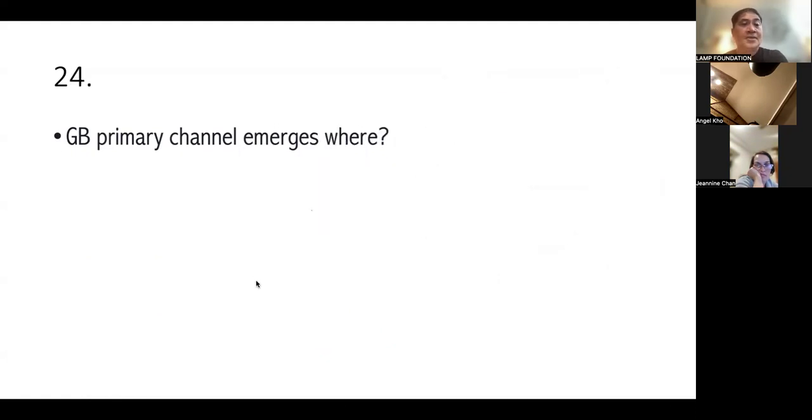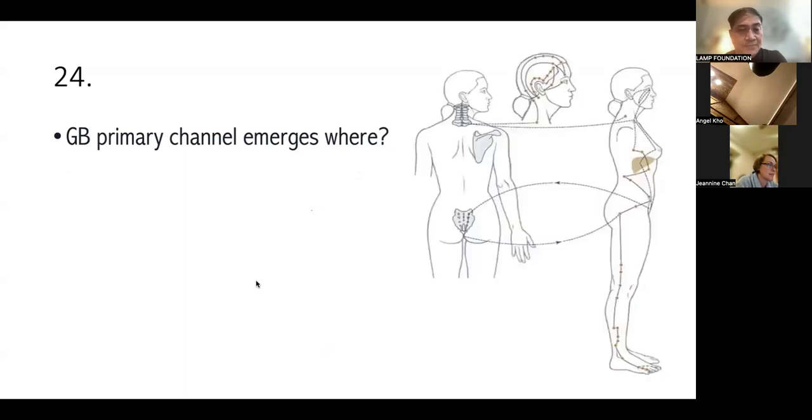Next. Where does the gallbladder primary channel emerge? On the buttock at GB30. Can you tell us how to locate it? I don't know much. Okay. Actually, no, my clue there.